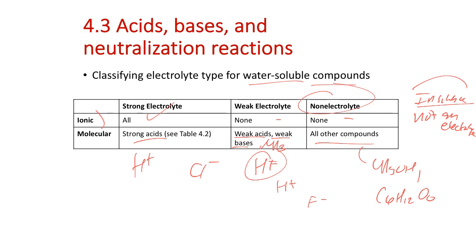Okay, so this summary chart, again, is considering the behavior properties we can give water-soluble compounds. So all water-soluble ICs are strong electrolytes. All water-soluble molecular compounds, we have to break apart into the strong acids, weak acids and bases, and all the other compounds. Now, what's the one thing missing? You may be going, where are the strong bases? Just remember the strong bases are already considered here. This includes the strong bases, because the strong bases are water-soluble ICs, like KOH.